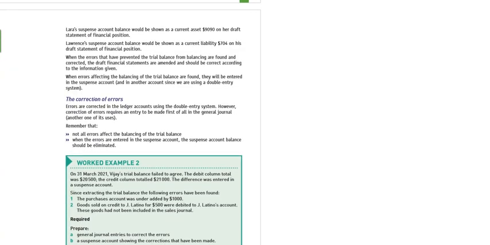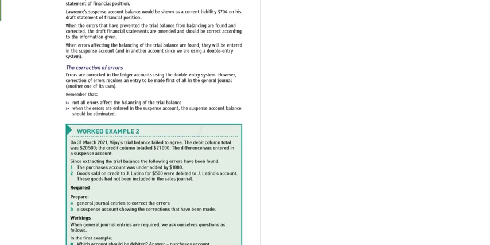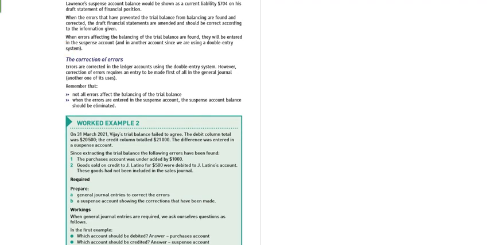Okay, the correction of error, we have already discussed this. Errors are corrected in the ledger account using the double entry system. We have already done this in our last class and in the current class. Errors are corrected in the ledger account using the double entry system, so the double entry system is related to rectification of error.